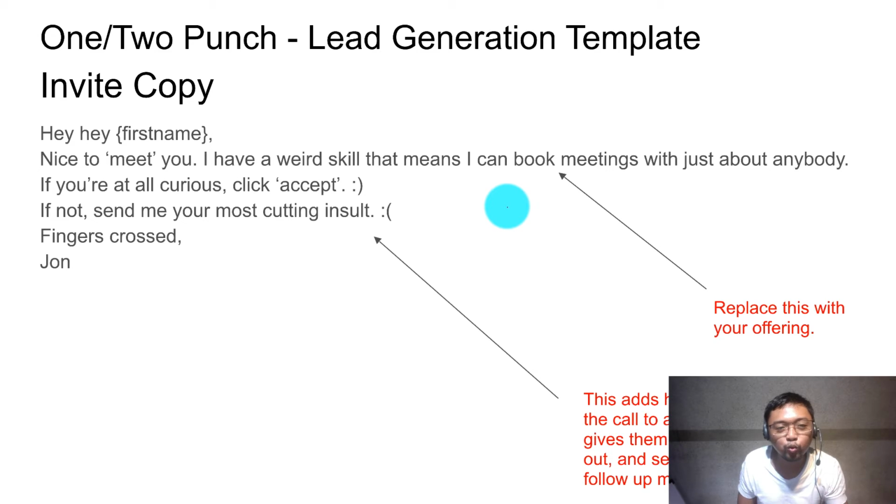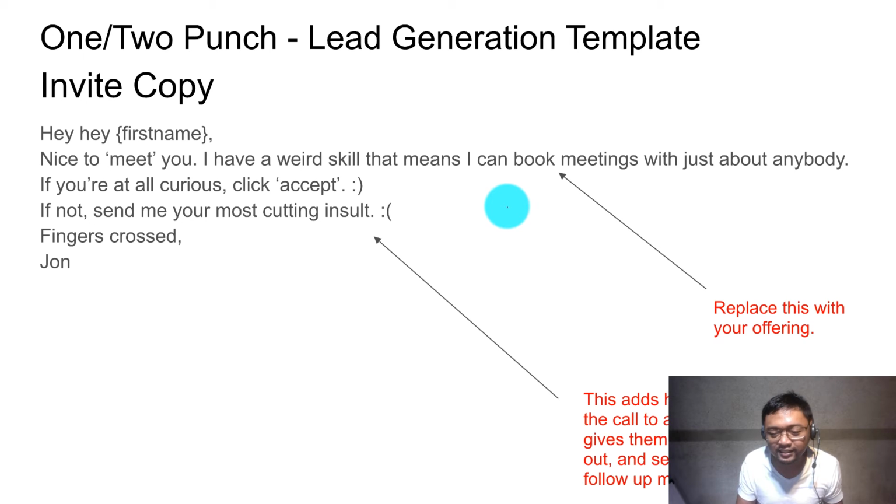Alright, this is the one-two punch lead generation template, the invite copy. I will explain to you why this is cool, but first we're going to read it. Hey John, nice to meet you. I have a weird skill that means I can book meetings with just about anybody. If you are at all curious, click accept. If not, send me your most cutting insults. Fingers crossed, John. See?